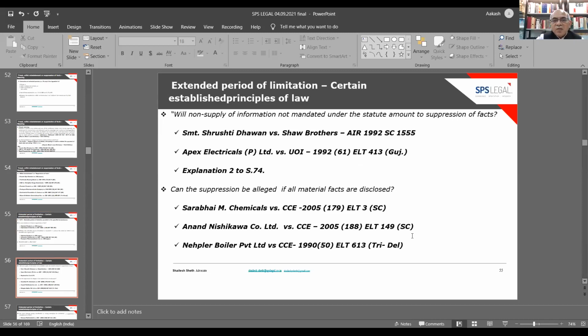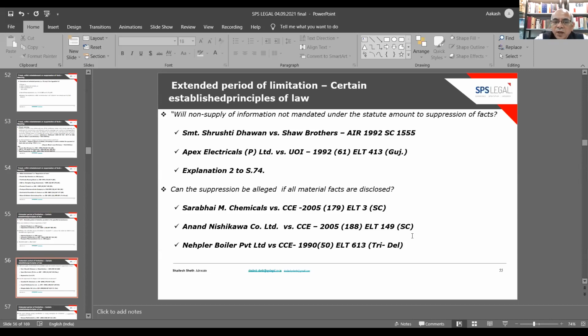Will not non-supply of information not mandated under the statute amount to suppression of facts? Suppose a statute does not require a particular information to be supplied to the department. And if that information is not supplied by the SSE because it is not required under the statute, and based on that, if the department alleges willful suppression, can the extended period of limitation be invoked? The answer is no. This has been settled law.